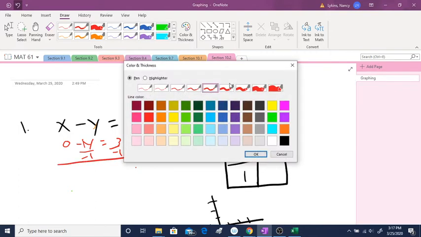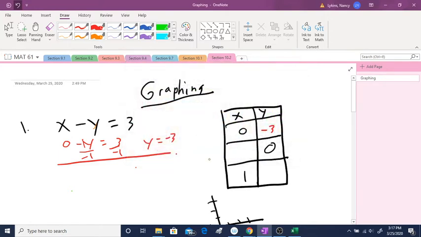Next, I'm going to substitute that 0 in for y. So now this is going to be x minus 0 equals 3. So pretty much that 0 means nothing, so x equals 3. It's going to be my second point.